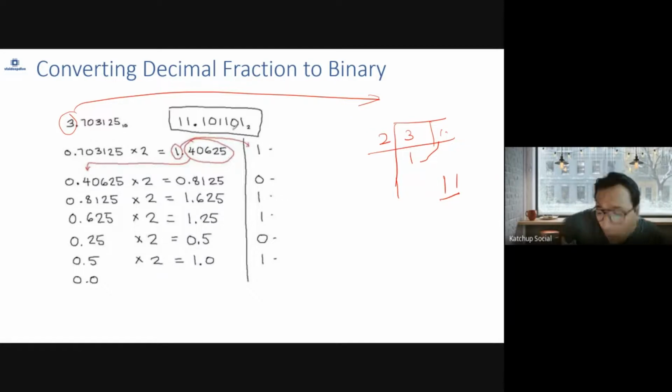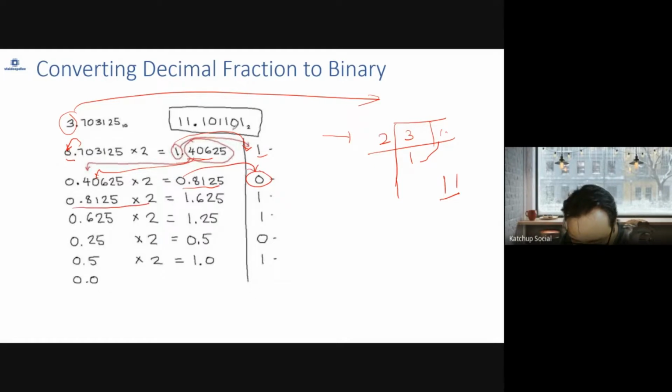Now in order to convert the number on the right hand side: on the left hand side of the decimal we were dividing by 2, on the right hand side of the decimal we'll multiply by 2. And we'll see if this digit becomes 1, then we'll add 1. If not, then we'll keep it as 0. So we multiply 0.703125 by 2, and it becomes 1.40625, right? And since this became 1, we'll put it here. Now whatever is remaining, we'll again multiply it by 2. It became this, so this is 0, we'll keep it here.